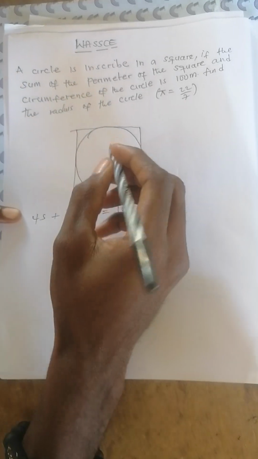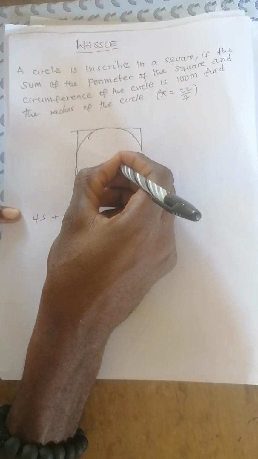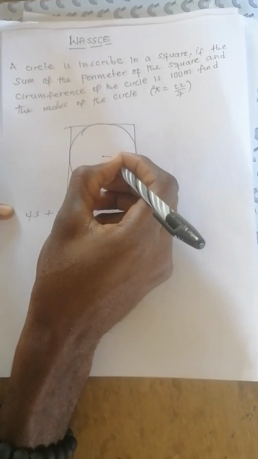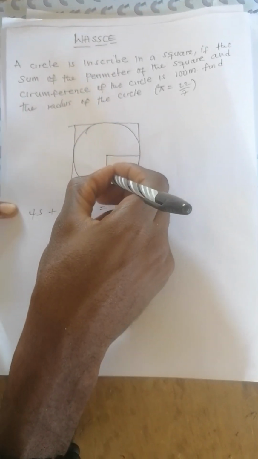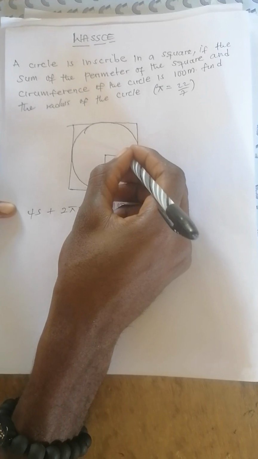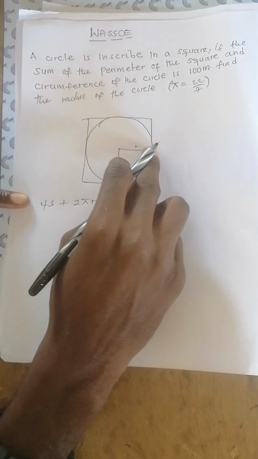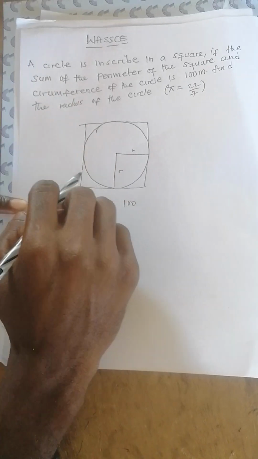Now here we must consider something. This is the center of the circle. You must know that from here to here is a radius, and from here to here is also a radius. So this is a radius and this is a radius of this circle. From the center to any part of the circumference is called a radius.